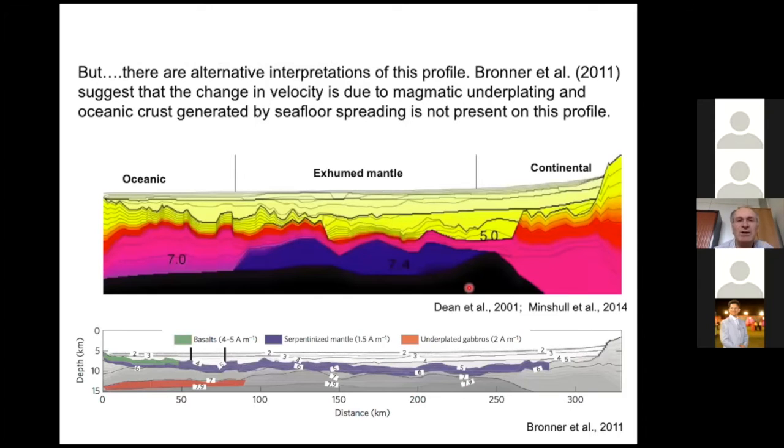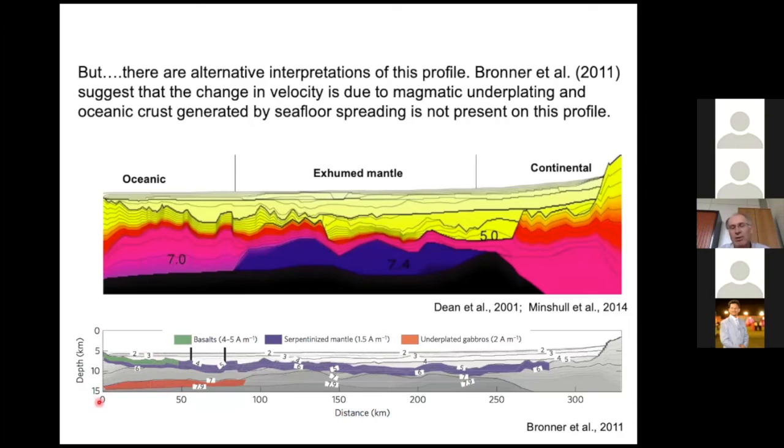But yeah, there are alternative interpretations of this profile. Bronner et al. in Nature Geoscience published some work where they modeled the magnetic anomalies, and they said this could equally be more serpentinized mantle here, with just some basalts on top, and this change in velocities could just be due to some underplating of that serpentinite by magmatism. And so maybe this J anomaly has nothing to do with seafloor spreading. It's just a burst of magmatism, and the real ocean is way further west.